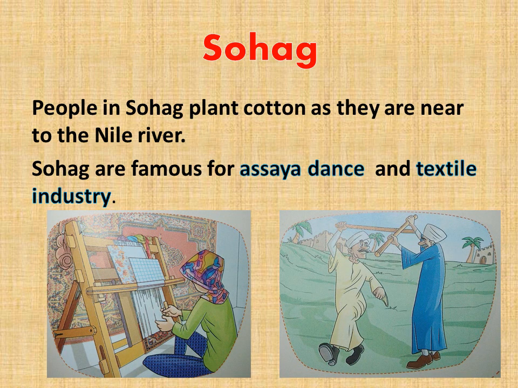The second region is Suhag. People in Suhag plant cotton, as they are near to the Nile River. Suhag is famous for Asaya dance and textile industry.